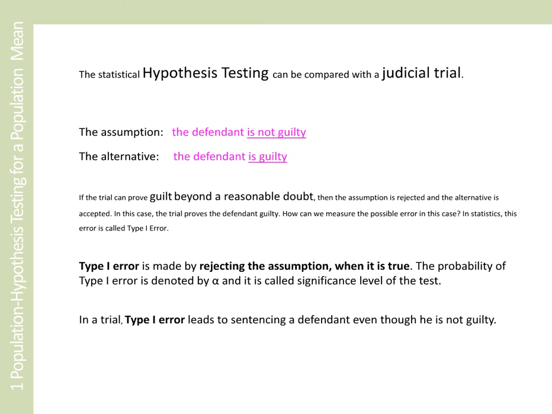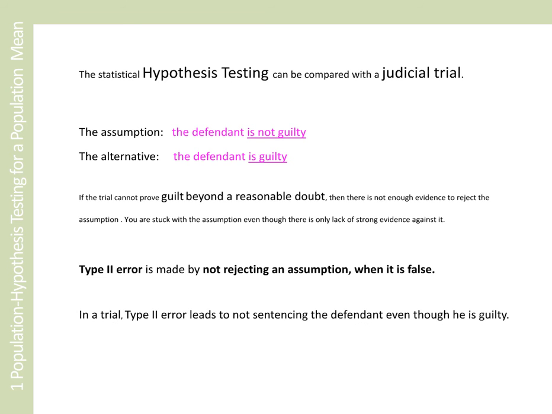How can we measure the possible error in this case? In statistics, this error is called type 1 error. Type 1 error is made by rejecting the assumption when it is true. The probability of type 1 error is denoted by alpha and it is called the significance level of the test. In a trial, type 1 error leads to sentencing a defendant even though he is not guilty.